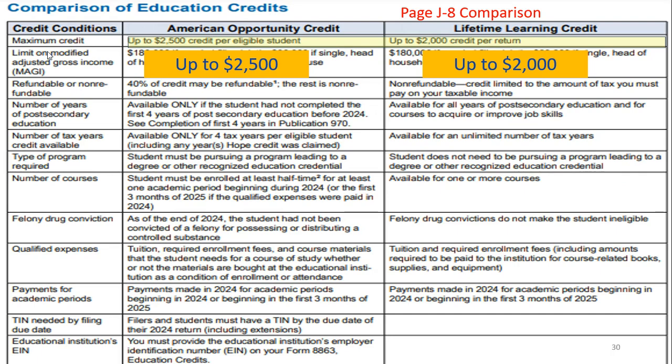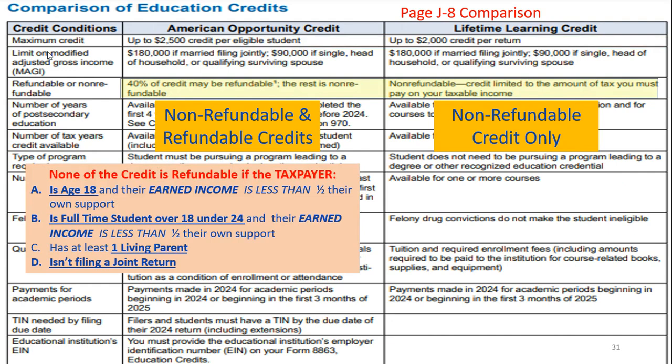So on page J8, there's a comparison between the two credits. American Opportunity is the absolute best credit. Lifetime Learning is also a very good credit. So here are the differences. Again, the system does all this for you. You just need to kind of know. Just hear it at least once and know where to look. American Opportunity is up to $2,500 per eligible student. Lifetime Learning is up to $2,000. American Opportunity has a non-refundable and a refundable portion. The Lifetime Learning is only non-refundable.